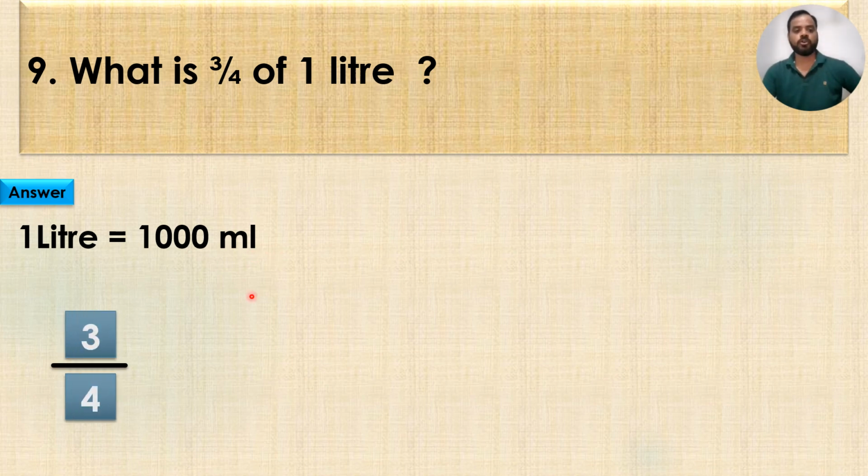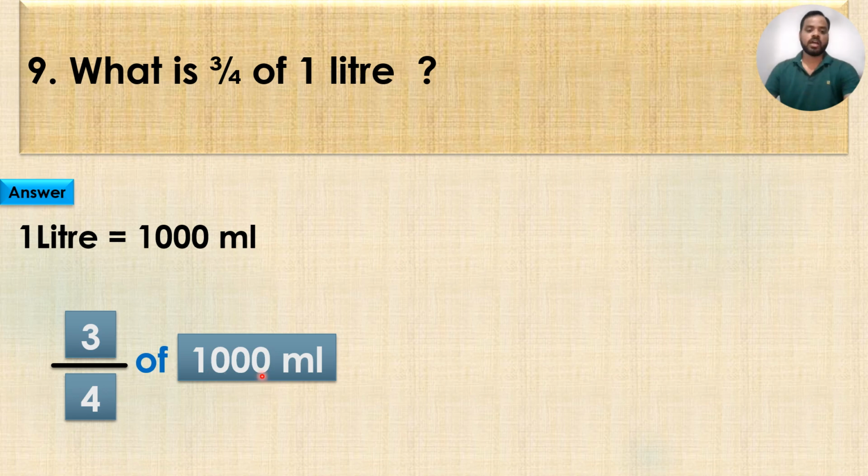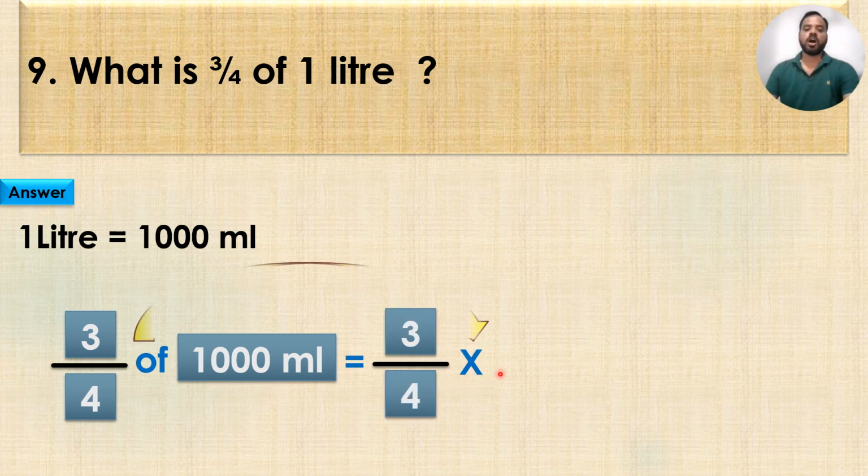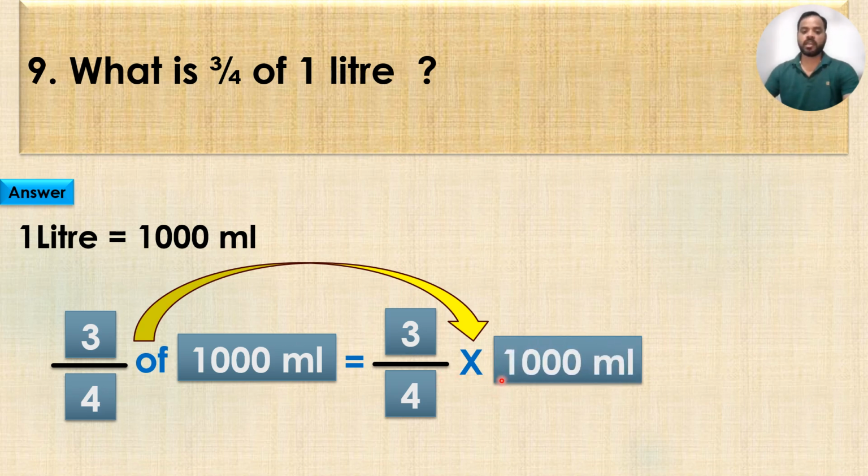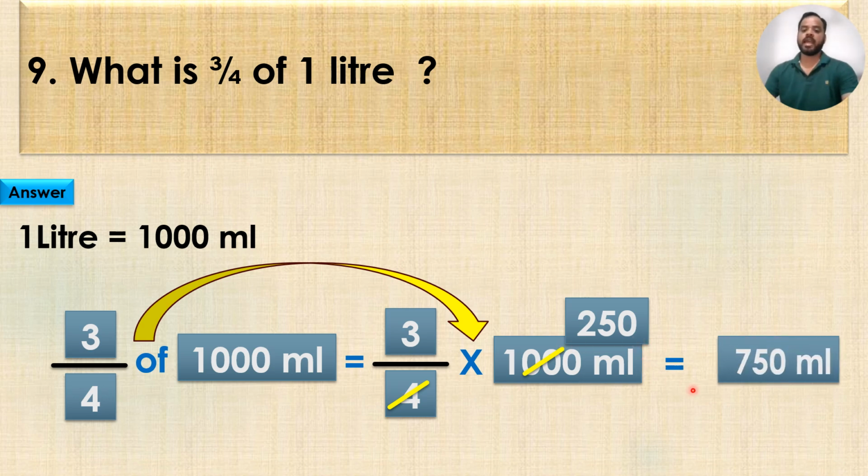So in the question it is given: calculate 3 by 4 of 1 liter. So 3 by 4 of 1000 ml, where of means multiplication. So 3 by 4 into 1000. When we cut 1000 by 4, 4 25s are 100, so we get 250 ml. So the answer is 250 into 3, which will be equal to 750 ml.